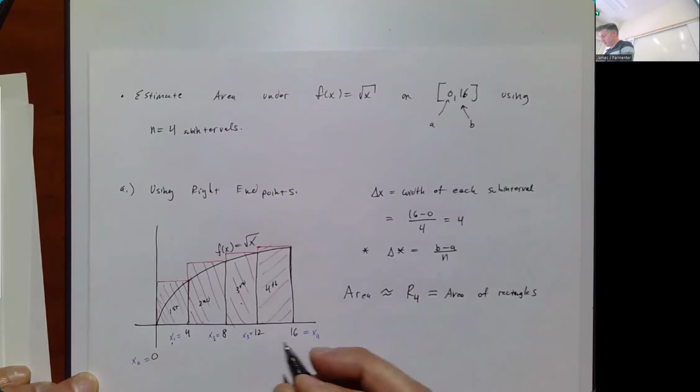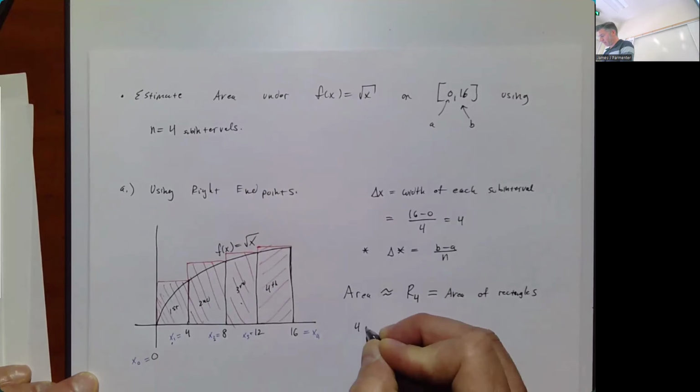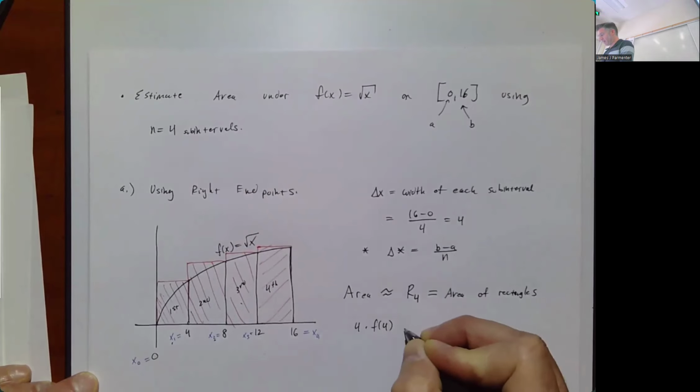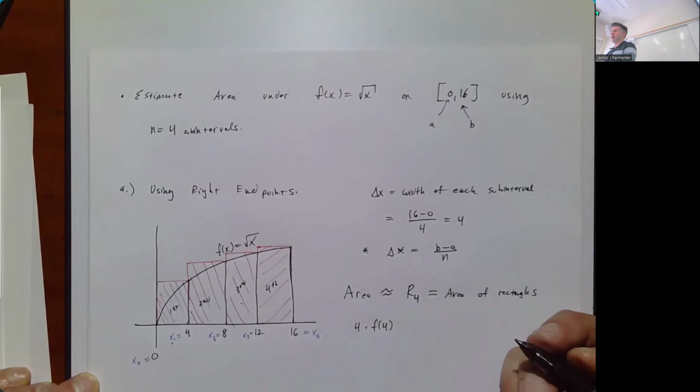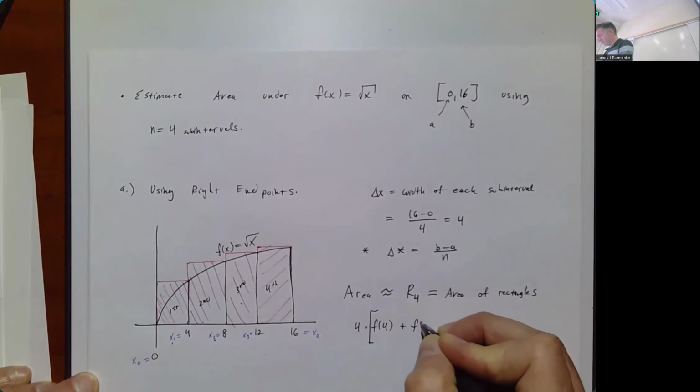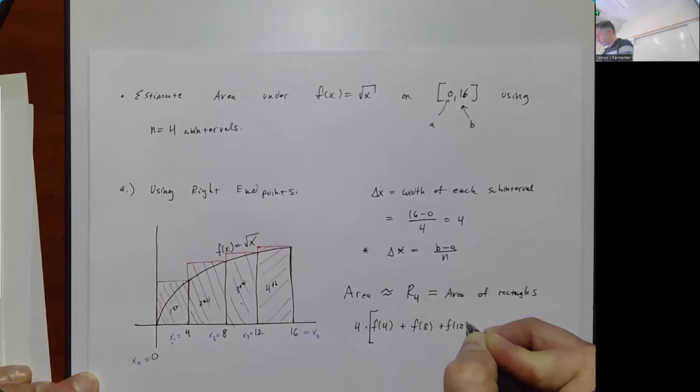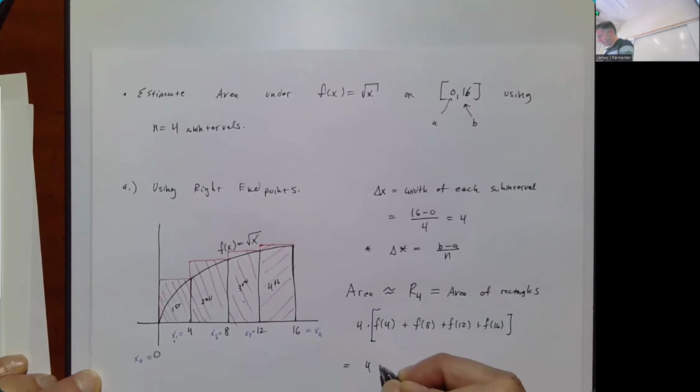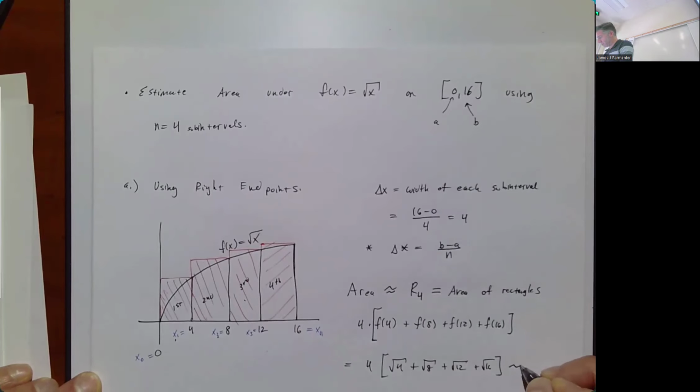So in this case, that's going to be a base of 4 times f of 4. And since they all have the same base, I might as well just factor out the base of 4. So let's write 4 times f of 4 plus f of 8 plus f of 12 plus f of 16, which is equal to 4 times the square root of 4 plus the square root of 8 plus the square root of 12 plus the square root of 16. And if you use a calculator, that ends up being approximately, oh, what was the value there? 49.17.